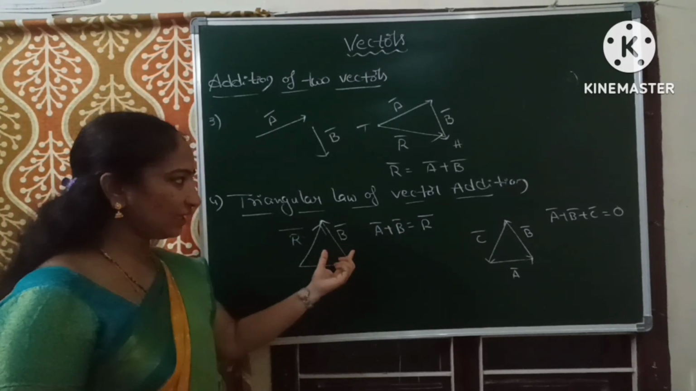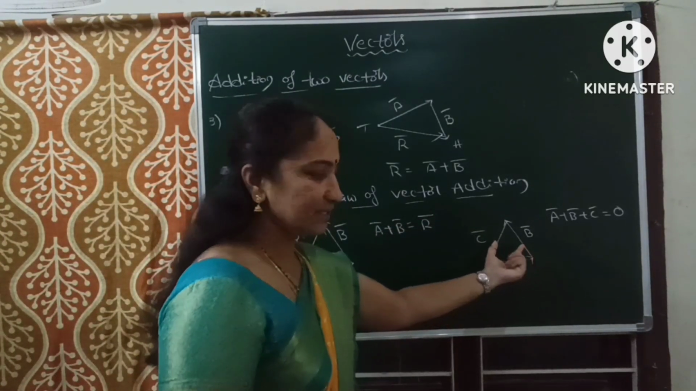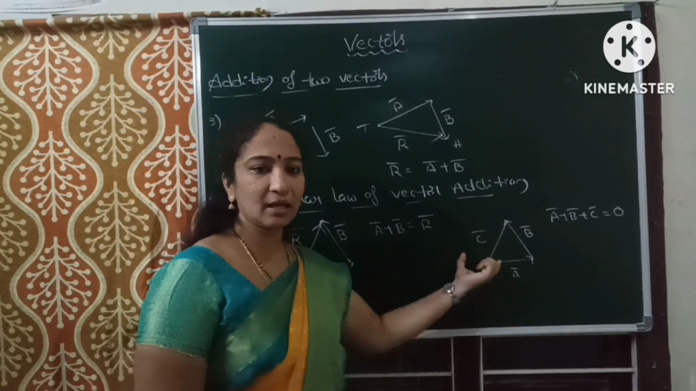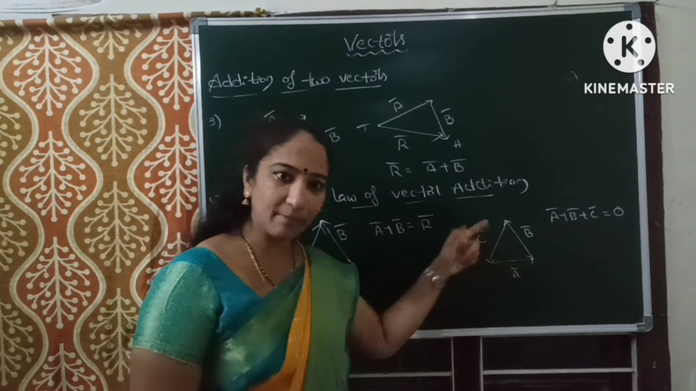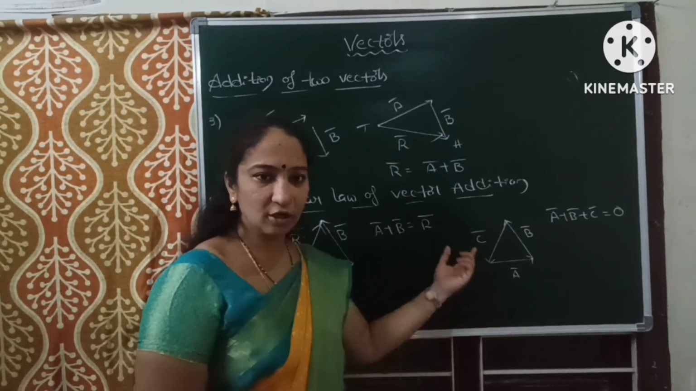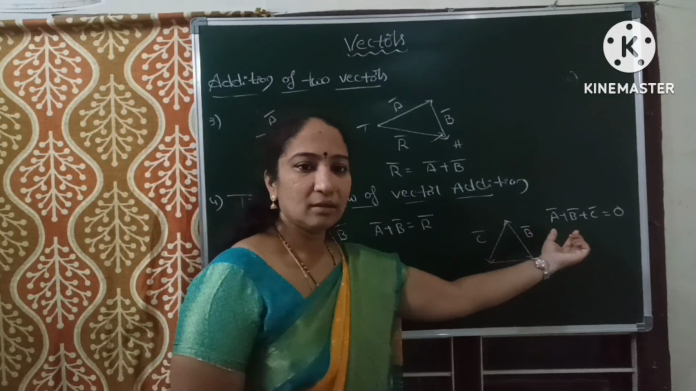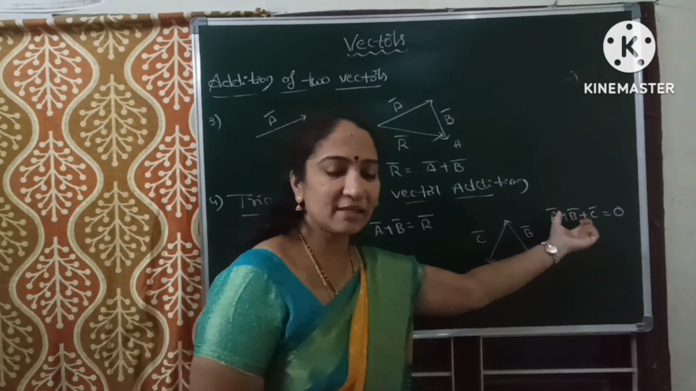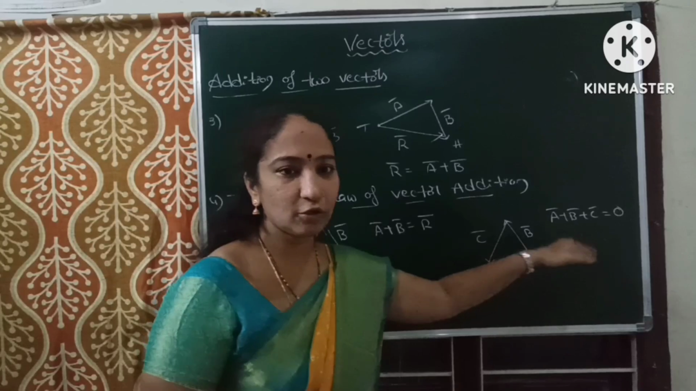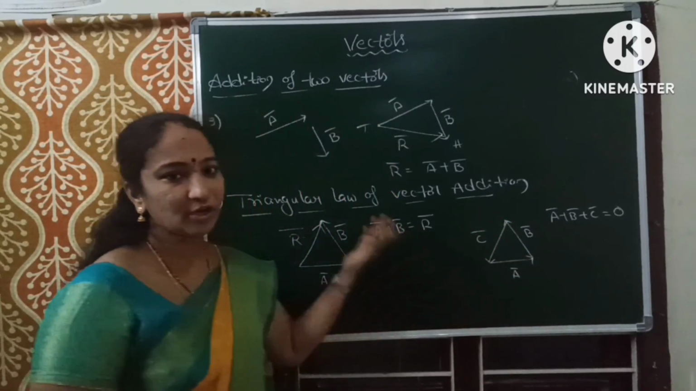So we can state the triangular law this way also. I consider three vectors A, B, C in the triangle, all in the same order. Then you can write A bar plus B bar plus C bar, the sum of all the vectors, is equal to 0, which is nothing but another statement of the triangular law.